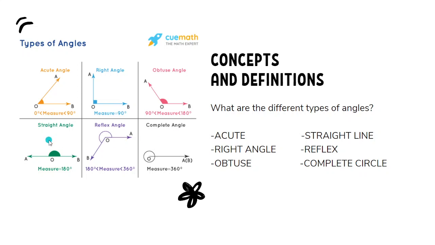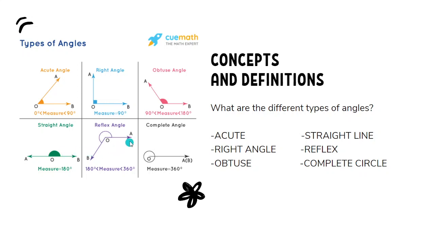Moving on to the green, the straight angle. The straight angle is always a perfect straight line. It is always 180 degrees. And we can see the arc there is a perfect half circle, a perfect semicircle. Okay, so that will forever be the same. So a perfect straight line will always be 180 degrees.